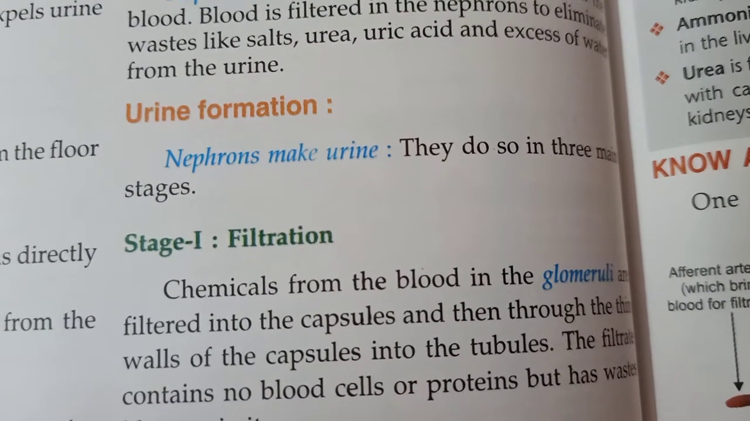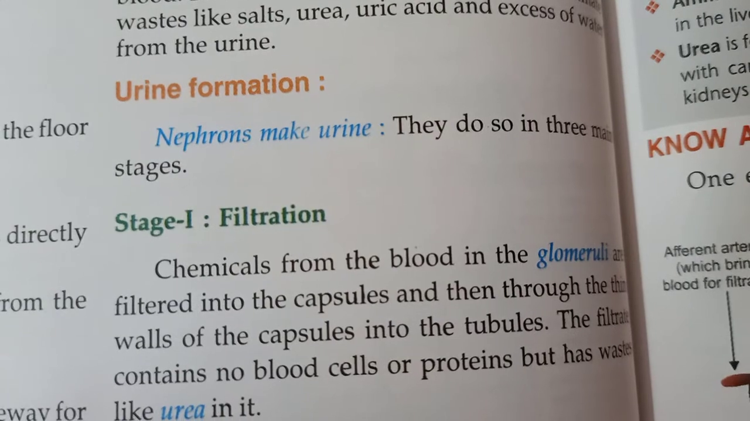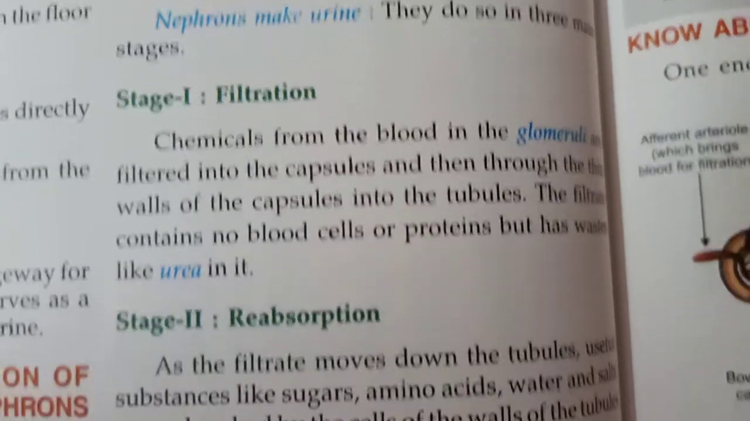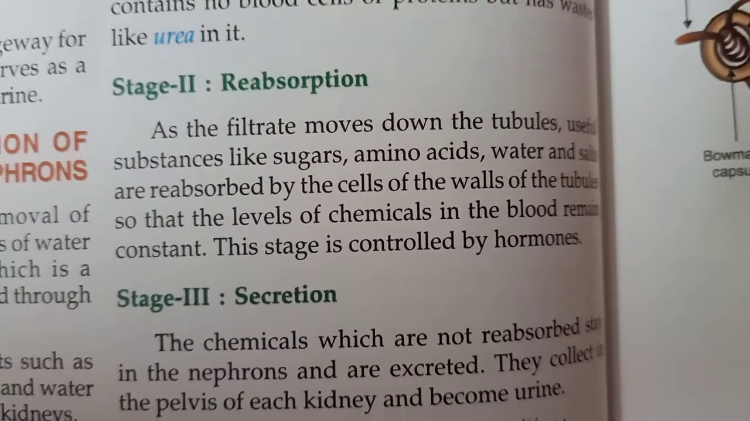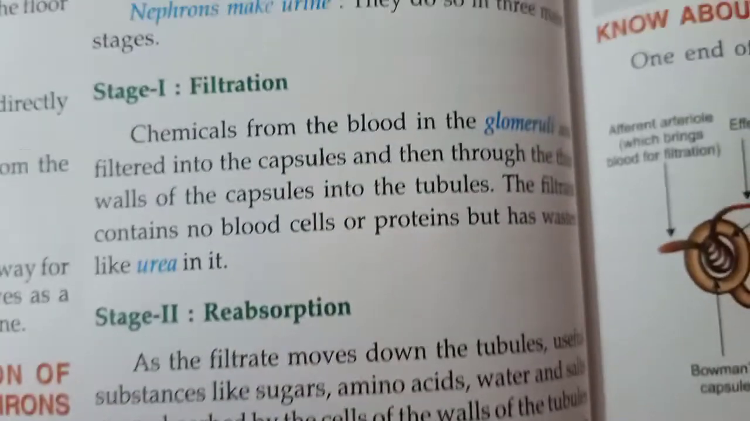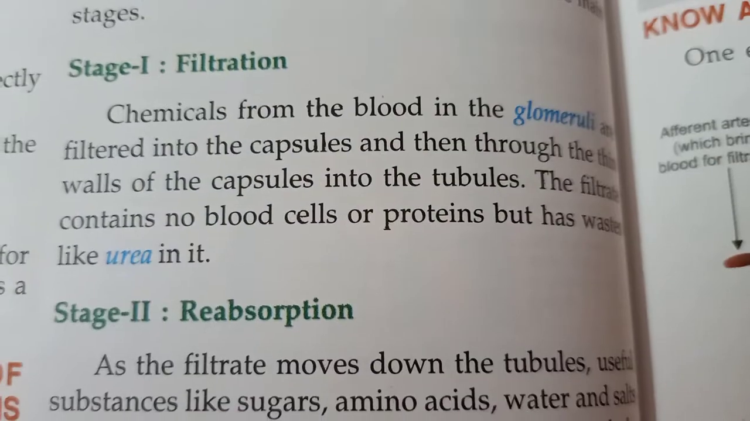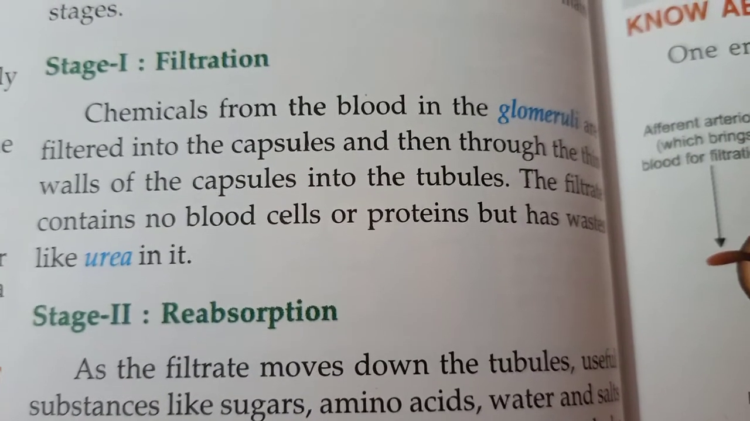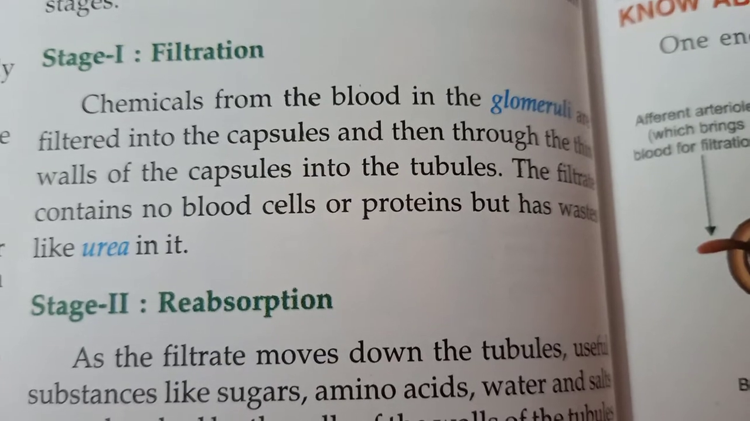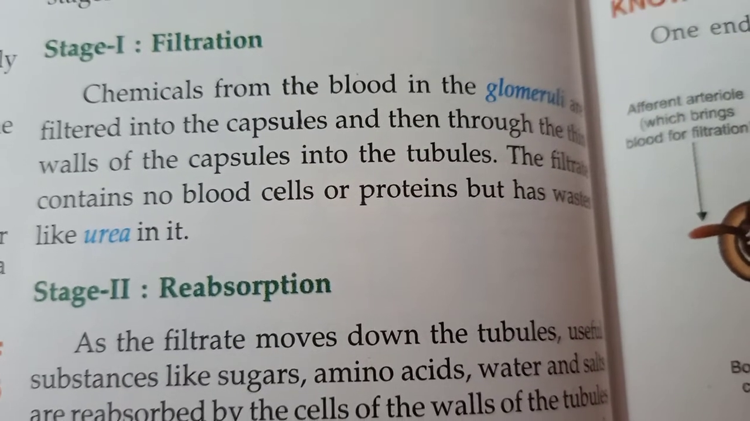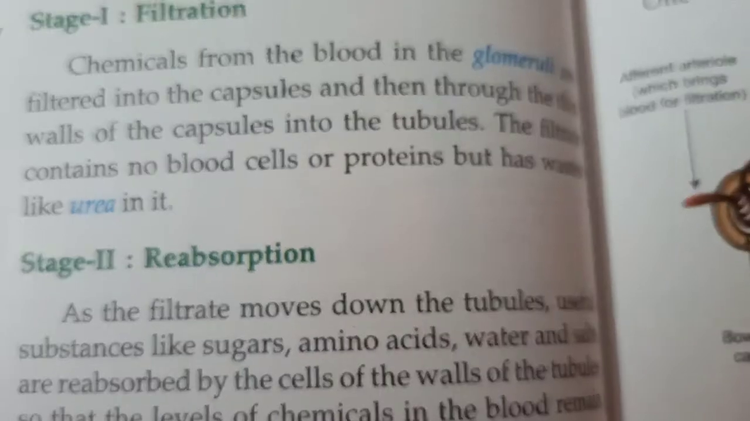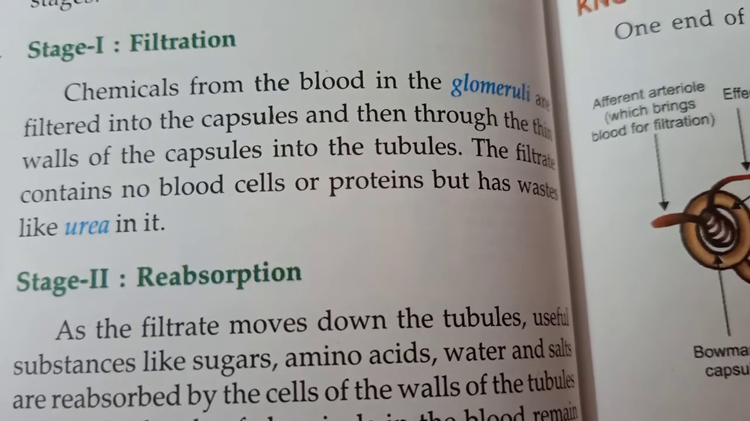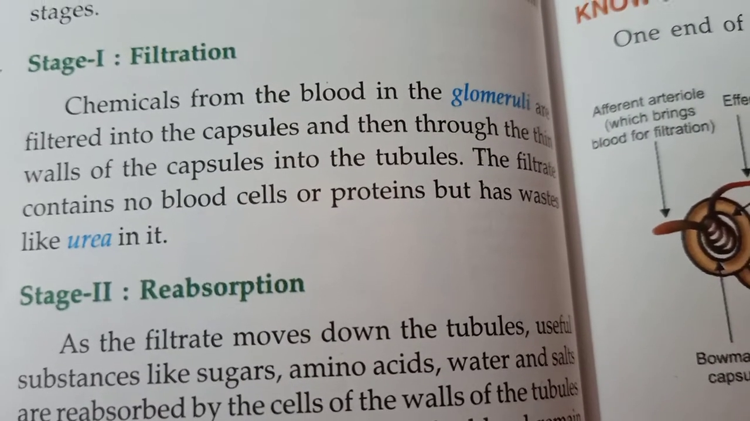Now we see the urine formation. Nephrons make urine. They do so in three main stages. First is filtration, second is reabsorption, and the third one is secretion. Now first we see filtration. The first stage is filtration. Chemicals from the blood in the glomeruli are filtered into the capsules and then through the thin walls of the capsules into the tubules. The filtrate contains no blood cells or proteins but has waste like urea in it.